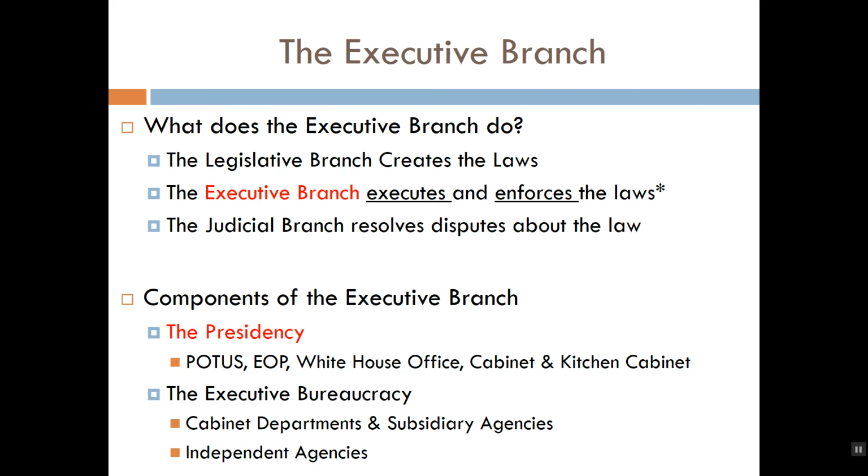To start with learning objective number 1, let's look at the core function that defines the executive branch. Remember from prior lecture that the legislative branch is that organ of federal government constitutionally charged with legislating or creating the laws. The judicial branch is the portion of our federal government constitutionally charged with adjudicating or helping to interpret and resolve disputes about the application of the law to particular cases in controversy.